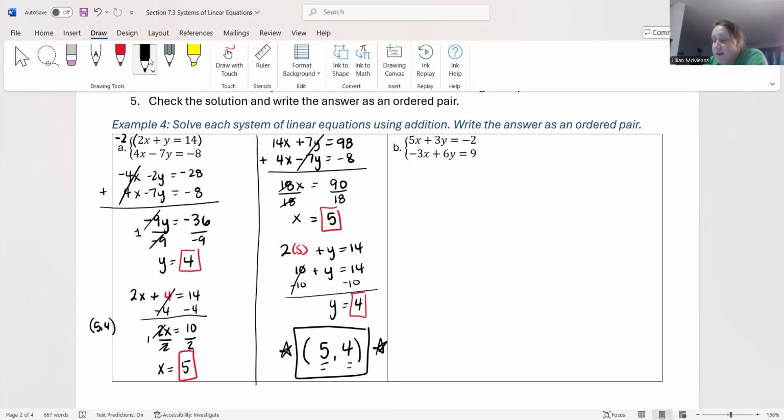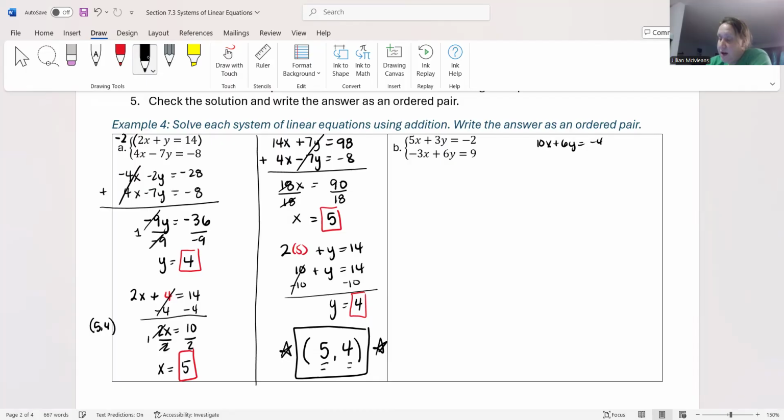Okay. What is nice about looking at the y's is 3 divides into 6 evenly, okay? So 3 divides into 6 twice. So if I multiply the top equation by 2, I would get 10x plus 6y equals -4.